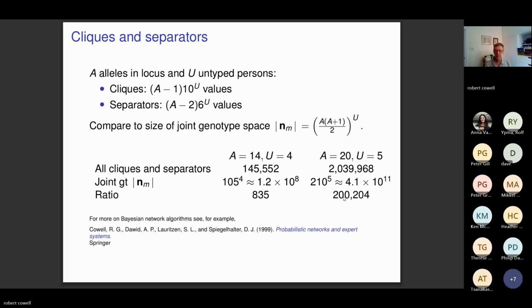So these big savings allow us to calculate likelihoods using the Bayesian networks much more efficiently than doing a brute force calculation going through all the possible genotypes individually.